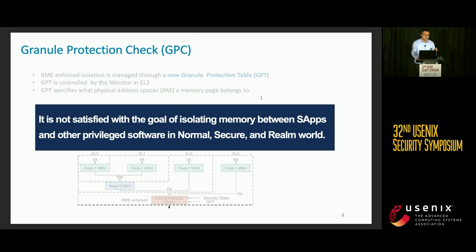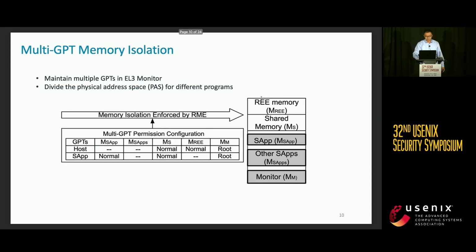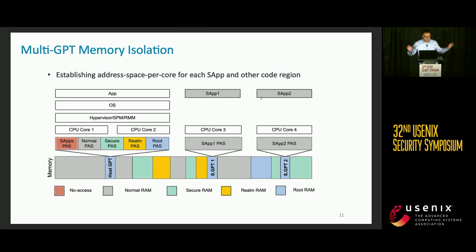However, GPC is nice, but it does not satisfy our goal, which is to isolate the ASAPs from each other, and also to isolate ASAP from other privileged software, for example, the Realm world or the secure world. So what we do is introduce a novel technology called multi-GPT. For each ASAP, we prepare a GPT. Basically we can divide the physical memory, or the PAS, into different partitions. And here is a figure that shows you how we do it.